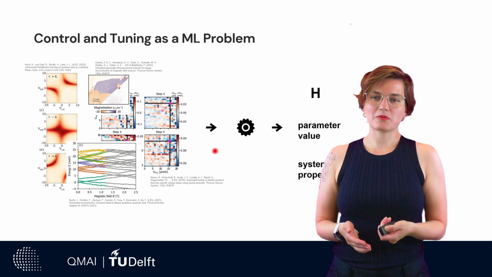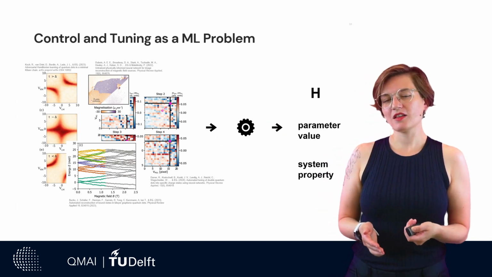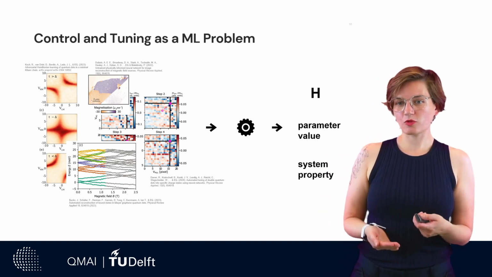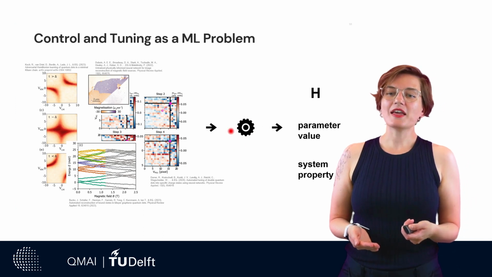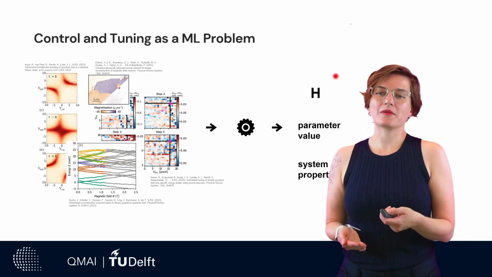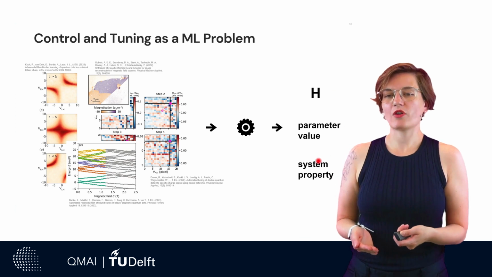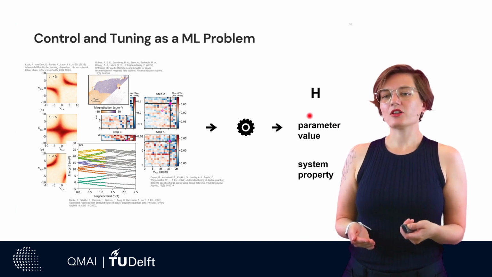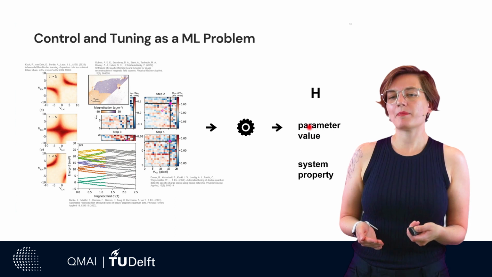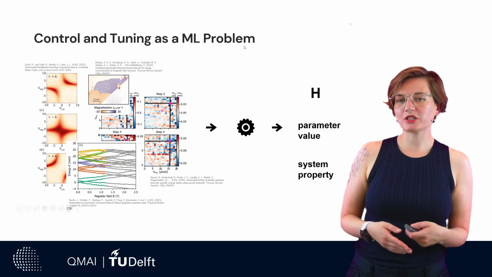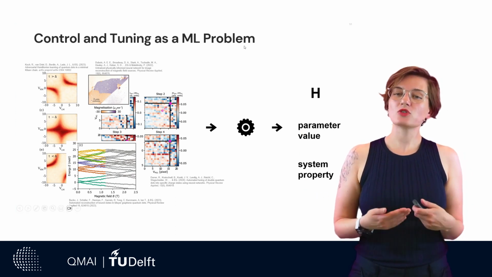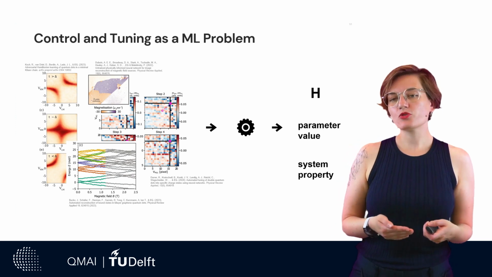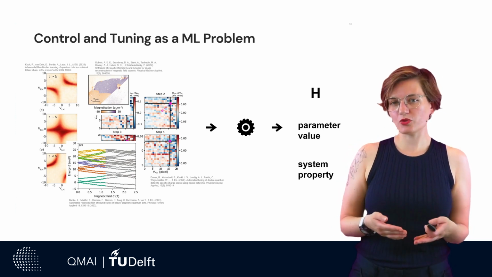You want to put that measurement data into some model. In the context of this course, it's going to be a machine learning model. And then you want that model to output something that is related to your experiment. This can be a Hamiltonian, this can be the value of some parameter, or some general property of your system. And once you know this, it will be useful information in your tuning routine.